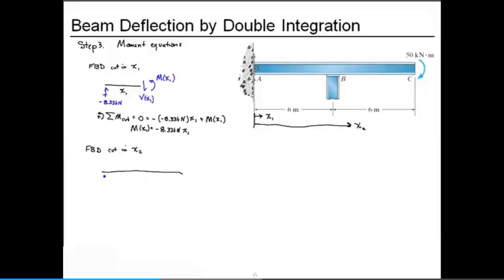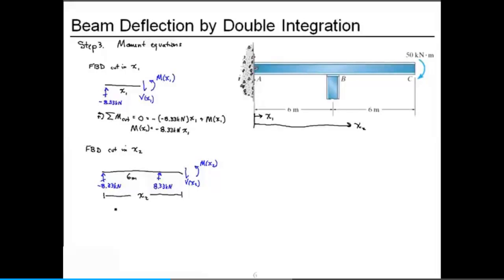We have the reaction at A, the reaction at B, the unknown shear within the range of x2, and the unknown moment as a function of x2. The distance between A and B is 6 meters, and our overall length is x2.